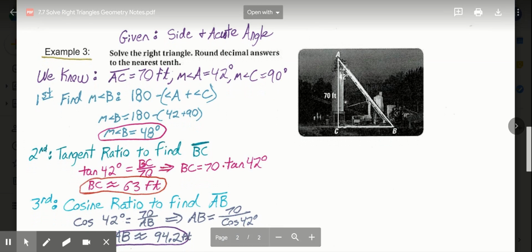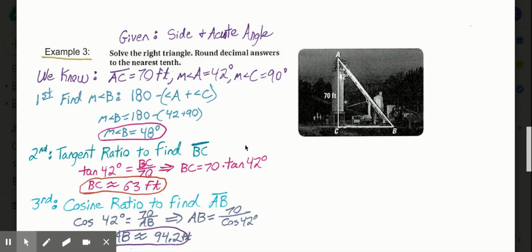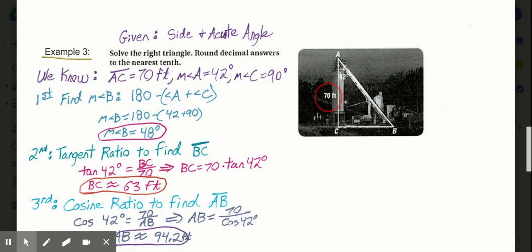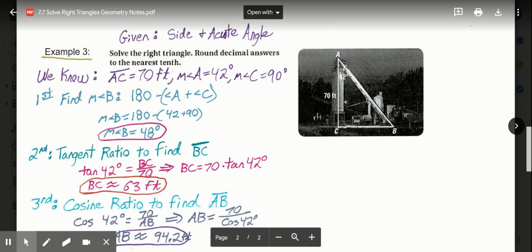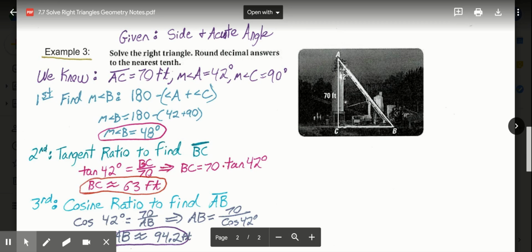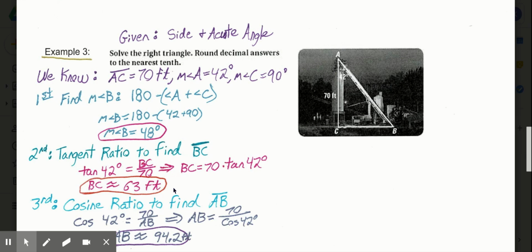Then we can use our tangent ratio to find BC. The reason we are using tangent is we knew the 42 degrees, we knew the adjacent side is 70, and BC is that opposite side. So if we are using opposite and adjacent, we will use tangent. So the tangent of 42 degrees would be side BC over 70. So in order to solve for BC, we'd multiply by 70. So BC is 70 times the tangent of 42, which means BC is approximately 63 feet.